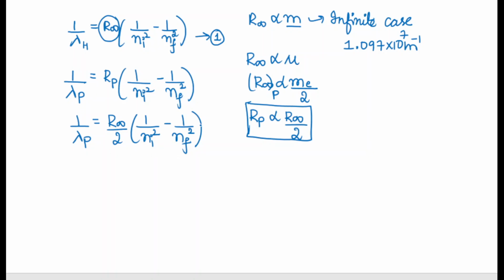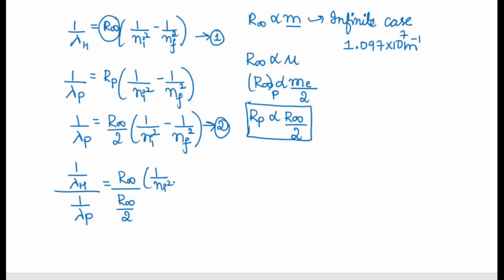Now we will divide equation 1 and 2. Now dividing equation 1 and 2, what are we getting? 1 divided by lambda h whole divided by 1 divided by lambda p, which is equal to R infinite divided by R infinite divided by 2 into 1 divided by ni square minus 1 divided by n final square, divided by 1 divided by ni square minus 1 divided by n final square. I is the initial and f is the final. So these get cancelled and the R infinite gets cancelled.